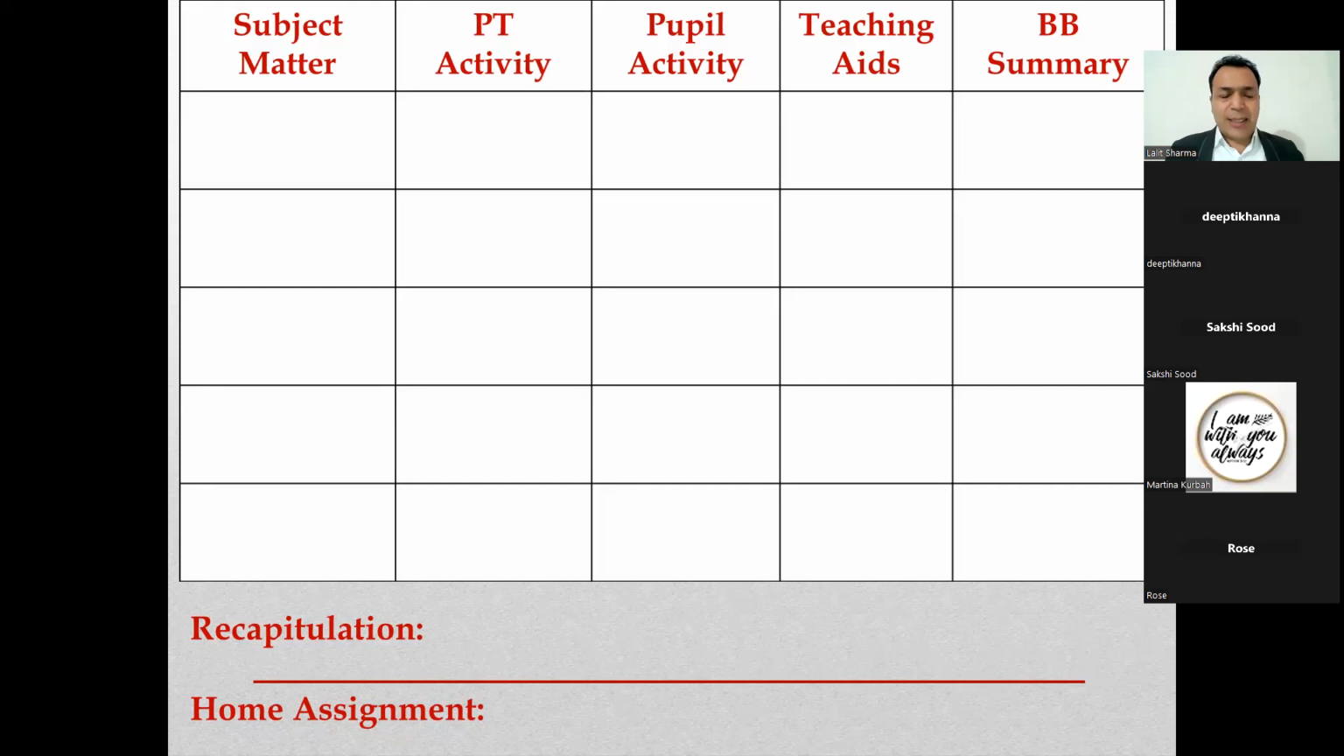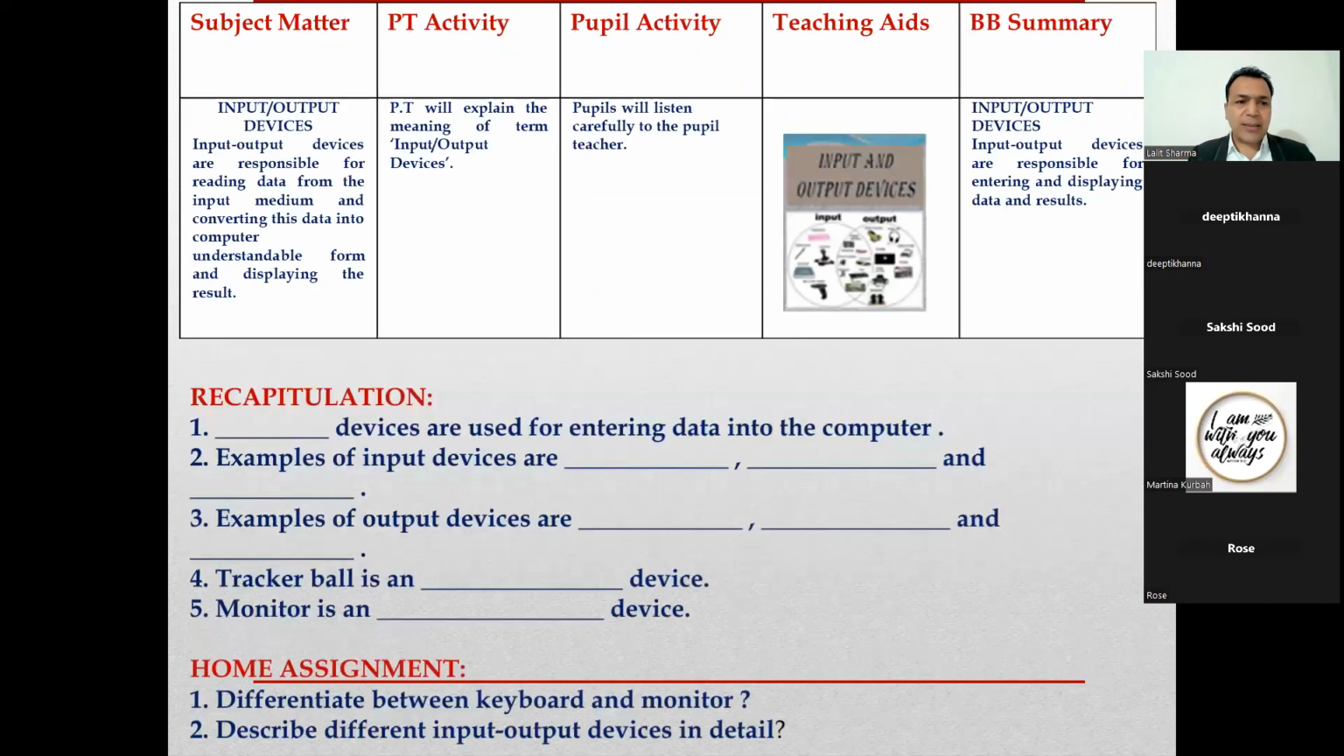See, like this: in subject matter, input output devices. Under the PT activity, the PT will explain the meaning of the term input output devices. You are making this lesson plan one day before. Pupil activity means pupils will listen carefully to the pupil teacher. Teaching aid means this aid you will show to your student. It should be a teaching aid. And then this thing you have to write on the blackboard.